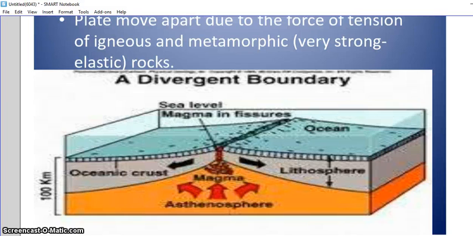Now, the plates move apart due to the force of tension, as Mrs. Diamond did point out. And some rocks are stronger than others, and you guys learned about that in the rock cycle. You know sedimentary rocks are weak. Check out the process we go through. But igneous and metamorphic, they're tough stuff. I mean, look at what they had to go through.